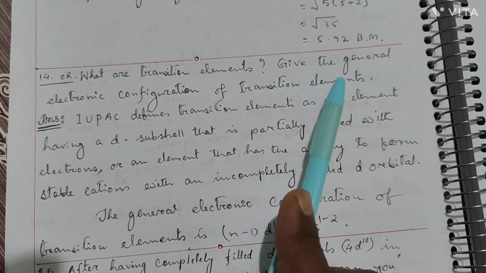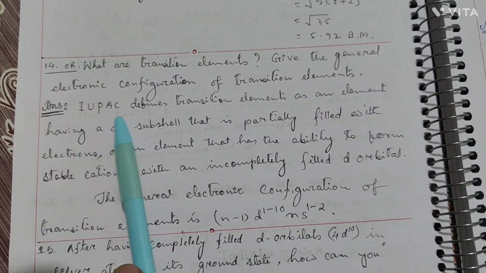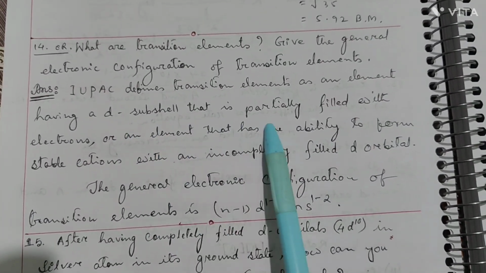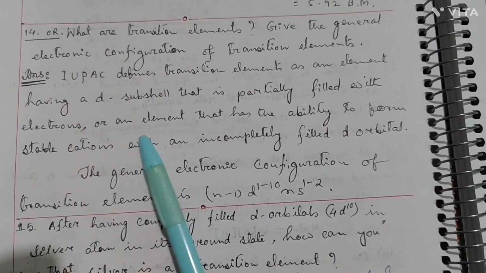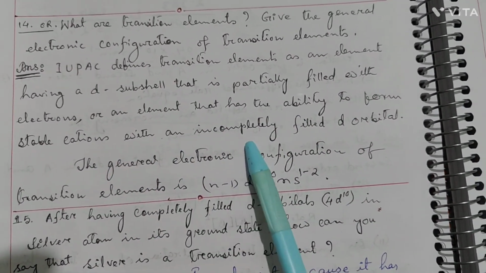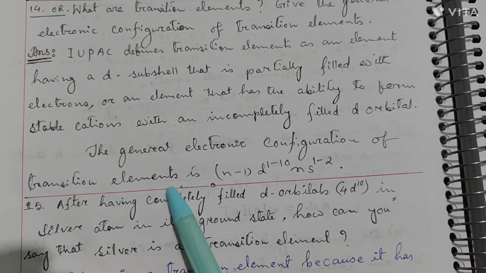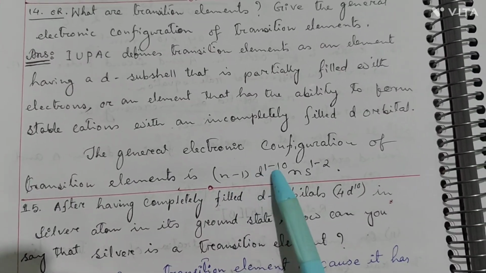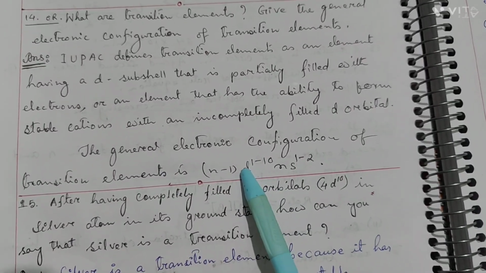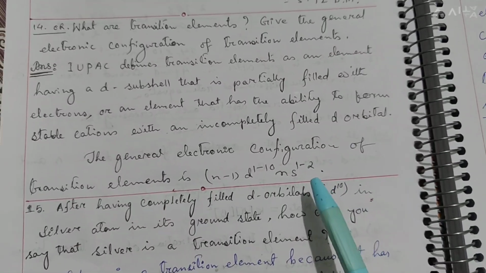What are transition elements? Give the general electronic configuration of transition elements. According to IUPAC, transition elements are defined as an element having a d subshell that is partially filled with electrons, or an element that has the ability to form stable cations with an incompletely filled d orbital. The general electronic configuration of transition elements is (n-1)d1-10 ns1-2. This is the general electronic configuration, and in the d orbital 1 to 10 electrons may be present. In the s orbital, 1 to 2 electrons may be present.